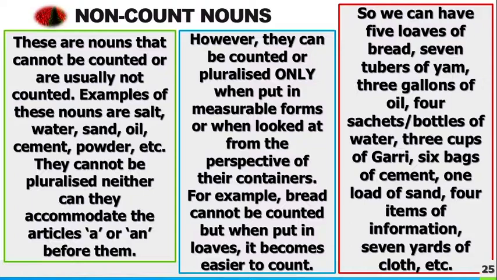You can say 7 buckets of water, even though you cannot count water. But because you have put it in a measurable form, or you are looking at water from the perspective of its container, you can say a bucket of water, a gallon of water, a drum of water, a cup of water, a bottle of water, a sachet of water. So it has become countable.